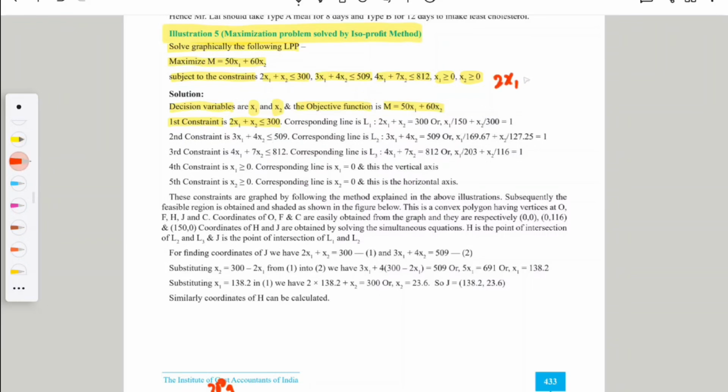So 2x1 plus x2 is equal to 300 becomes 2x1 divided by 300 plus x2 divided by 300 is equal to 1. So the value of x1 here becomes 150 and the value of x2 here becomes 300.